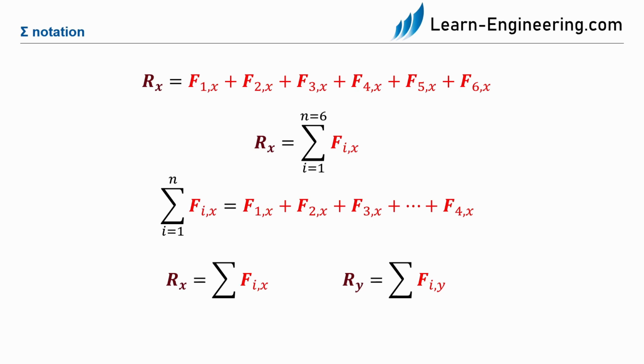This can be generalized even further, and the end can simply be indicated by n. This is now the sum, which starts at F1x and adds up all forces until the force Fnx. The n stands for the end of the respective system, where the sum formula is used. In statics, we always use the sum formula when we sum over the components of a force. The i below and the n above can also be omitted. So Rx is the sum of Fix and Ry is the sum of Fiy.